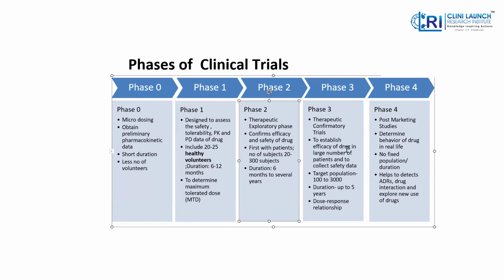Here we establish the efficacy of a drug in a larger number of patients so that we can collect the safety data. Then the fourth phase is the post-marketing studies, or PMS, or post-marketing surveillance. In this phase, we have the NDA, that is the new drug application. We can market the drug, and we see the effects of the drug in a larger population where there is no fixed population and duration is not fixed, so that we can detect the ADRs, that is the adverse drug reactions, and sometimes we also get to explore new uses of a drug. So these are all the phases that we have in clinical trials.